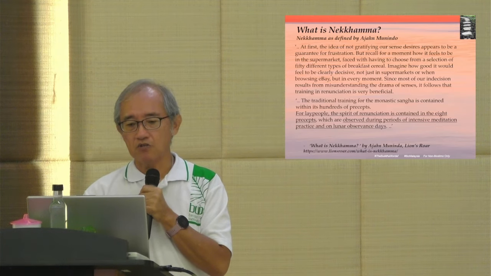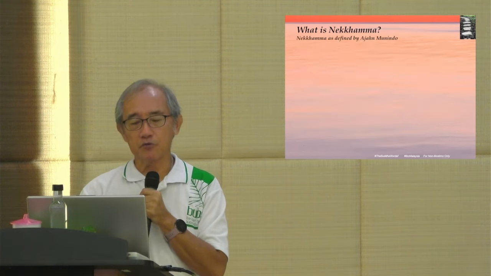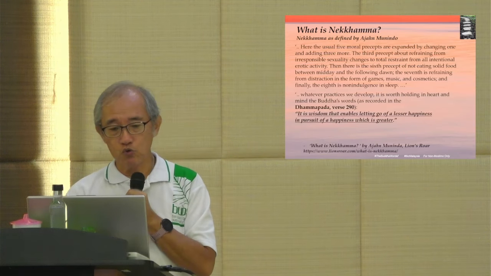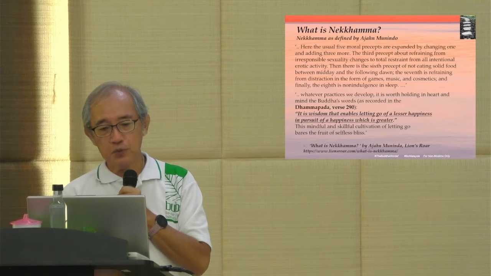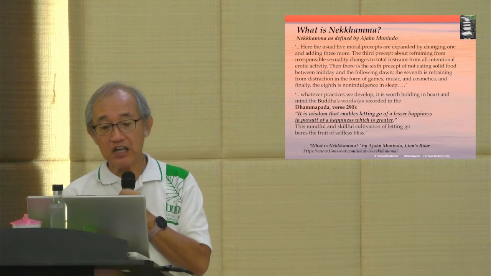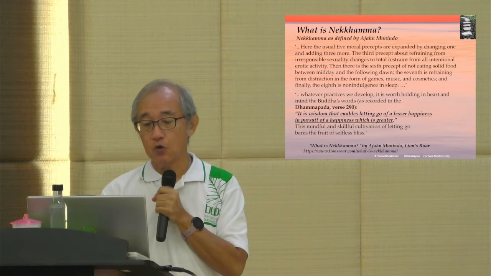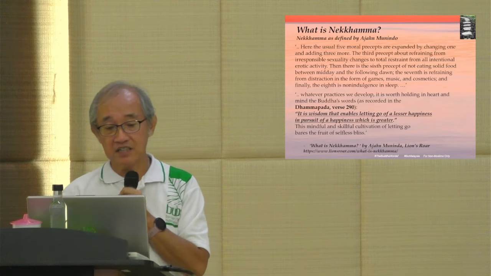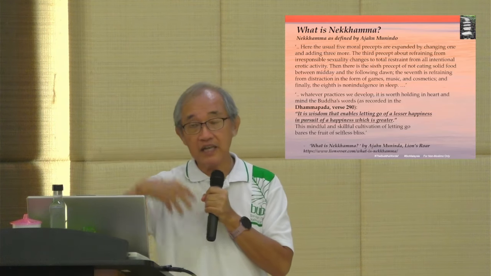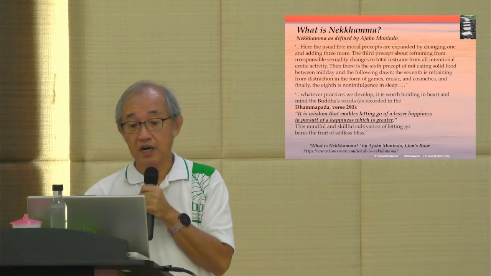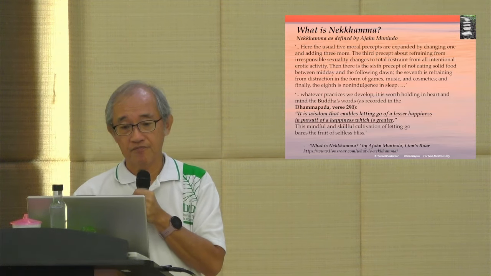Now, here he talks a lot about the 5 precepts, what's the difference between 8 precepts and so on. But I jump straight to Dhammapada verse 290. It is wisdom that enables letting go of a lesser happiness in pursuit of happiness which is greater. So renunciation allows you to gain a higher happiness as opposed to the normal happiness which we are very familiar with. Okay?